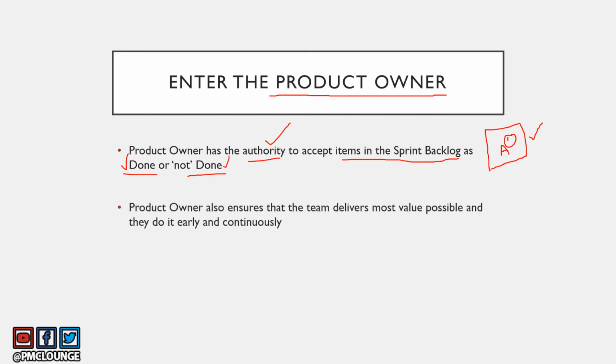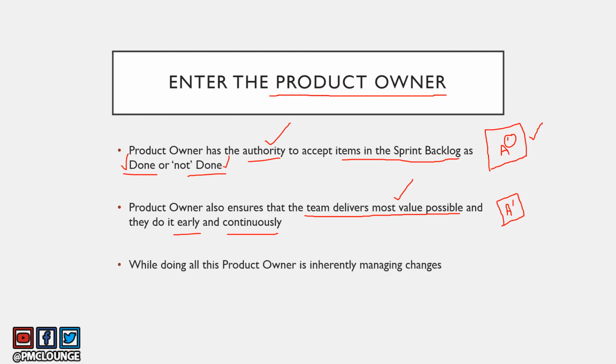There's another thing that the product owner does, which is he or she ensures that the team delivers most value possible and they do it early and continuously. Now, if there is a sprint backlog item again, A, and the product owner thinks, or let's say someone else from the Scrum team thinks that to deliver most value possible, there has to be a change in this sprint backlog item and it should be A dash. Then of course, the product owner needs to ensure that the team is delivering most value possible, and that is why the product owner is going to approve of this change as well.